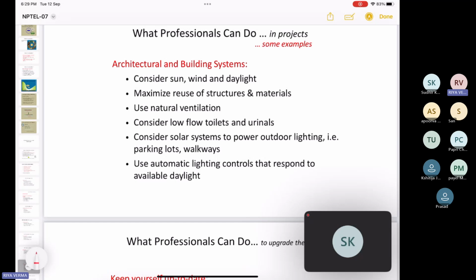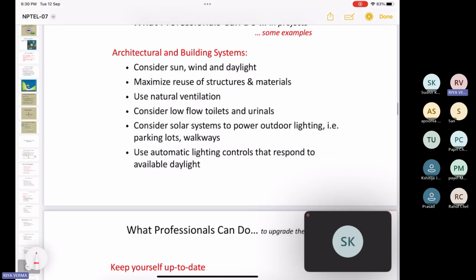So that is how we can reduce the electrical load on the houses. Then we should maximize the reuse of structures and materials. We should use natural ventilation wherever possible. We should consider low flow toilets and urinals, and consider solar systems to power outdoor lighting, such as parking lots or walkways. We should also use automatic lighting controls that respond to available daylight. So these are all the factors that we can consider in architectural and building systems.